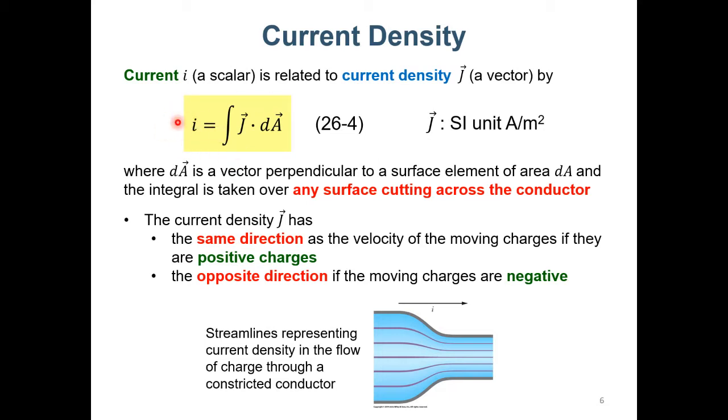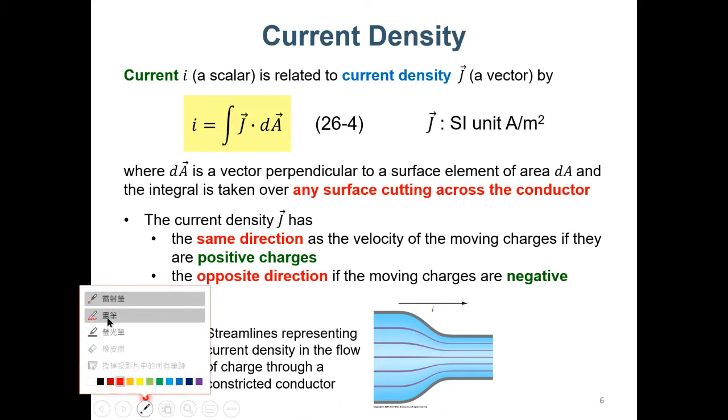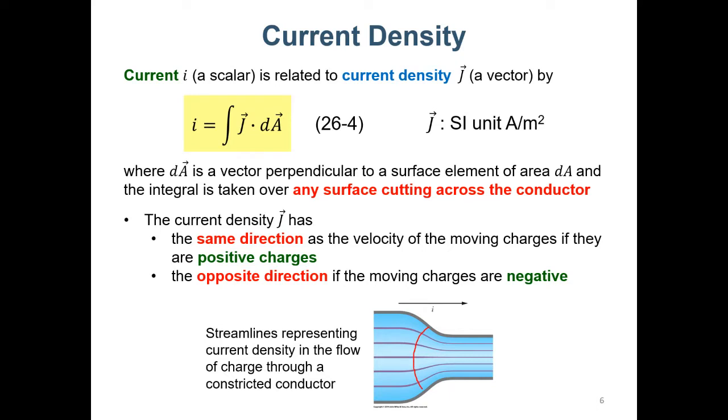So it's different from Gauss's law. Gauss's law has a circle on the integral, which means it is a closed surface. But here it doesn't necessarily have to be a closed surface. It can be an open surface, maybe like here. So consider J. J is like a vector field, so at different positions, J can be different.